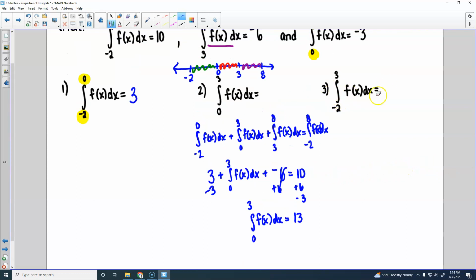For number 3, it asks us the integral from -2 to 3. Well, we already have -2 to 0, and we just found 0 to 3. So that would be the integral from -2 to 0 of f of x plus the integral from 0 to 3 of f of x, which would be 3 plus 13. So we get 16 for that problem. You don't necessarily have to show as much work as I've shown here, but this is how you'll do these problems.